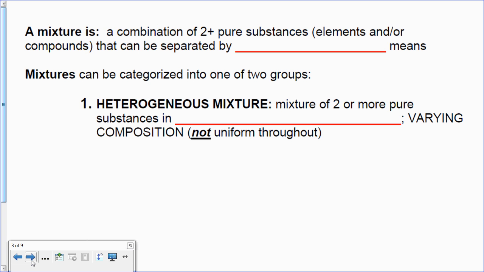We start on the 3rd page of our homework lectures pack with the definition of a mixture. A mixture is two things or more that are mixed together, but they can be separated by physical means. So physically they can be separated. Now the first type of mixtures, and this is review, are the heterogeneous mixtures: two or more pure things in different states. So we've got varying composition.